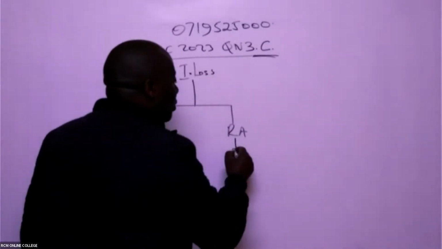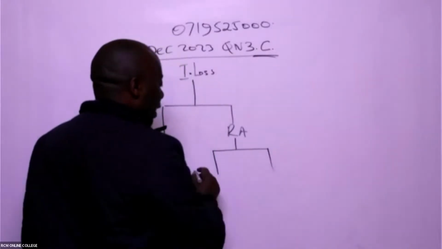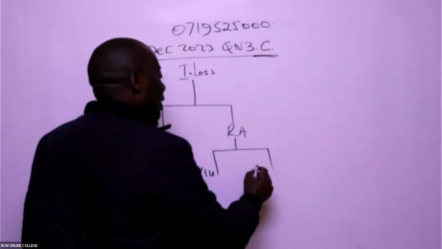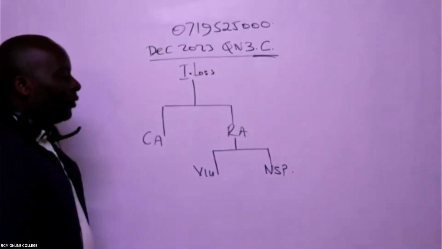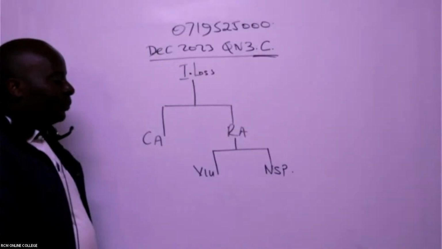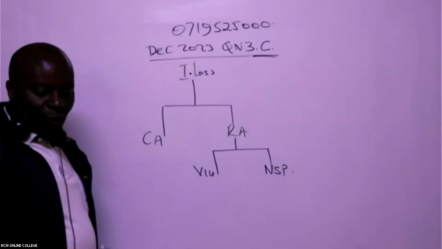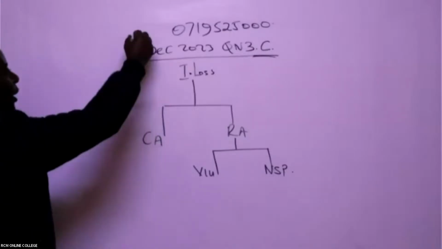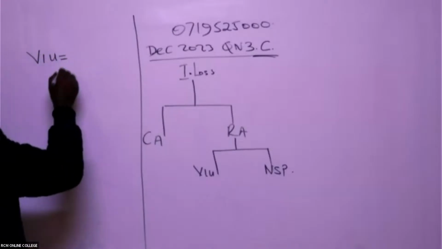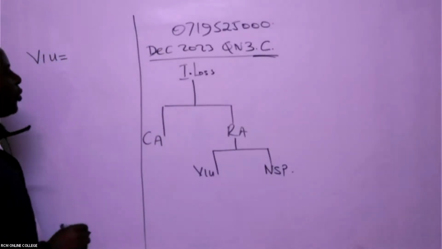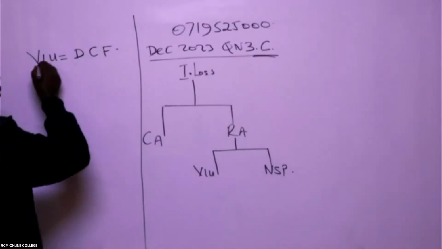And then this RA has got two further components. We have what we call the VIU, and then we have what we call the net selling price. So I'll be able to get this VIU first. And how do we get this VIU, my friends? To get this value in use, remember these are discounted cash flows.